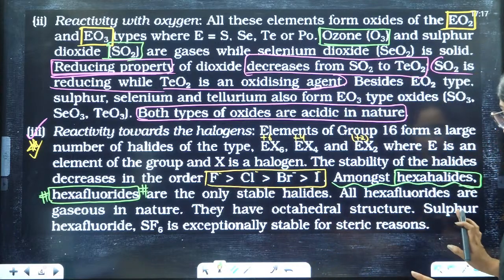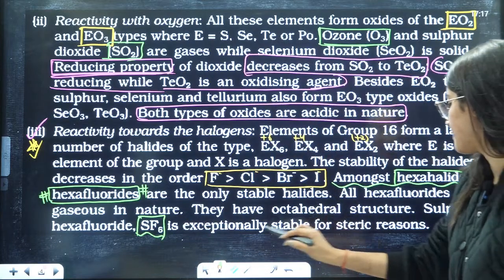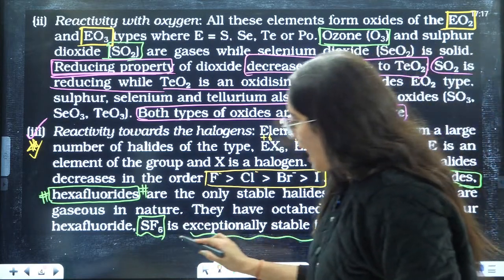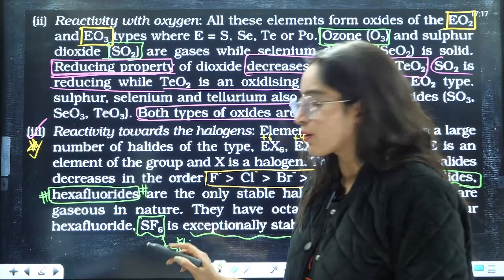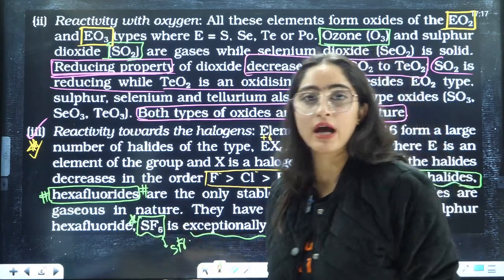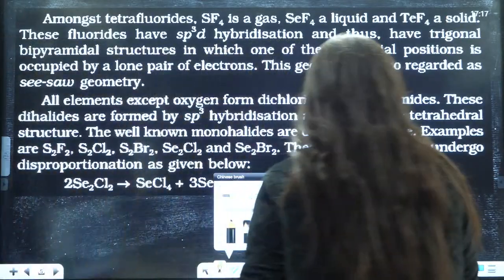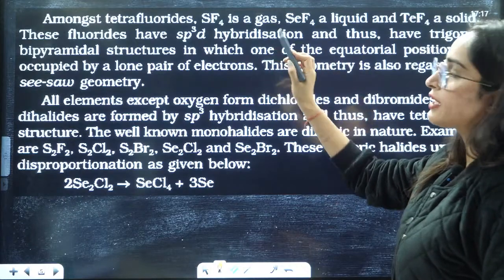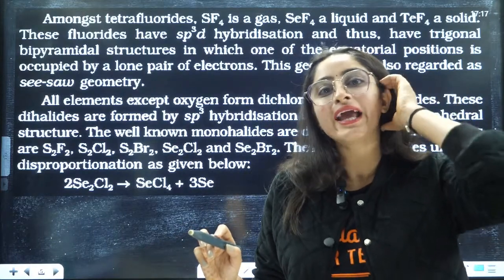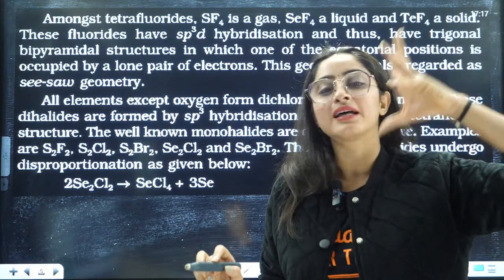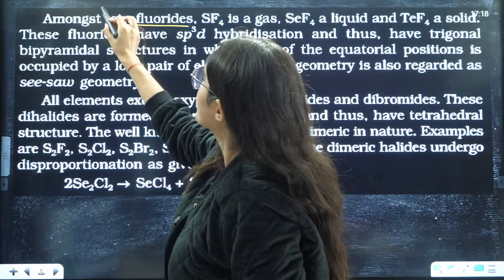They have an octahedral structure. Sulfur hexafluoride, that is SF6, is exceptionally stable for steric reasons, and the structure here is important. The hybridization of SF6, all the things about SF6 are important, and this we have studied in chemical bonding. Now next, amongst tetrafluorides. Hexafluorides we have discussed, only hexafluorides are stable, other hexahalides are not stable. So let us talk about tetra, where you have 4 fluorine atoms.